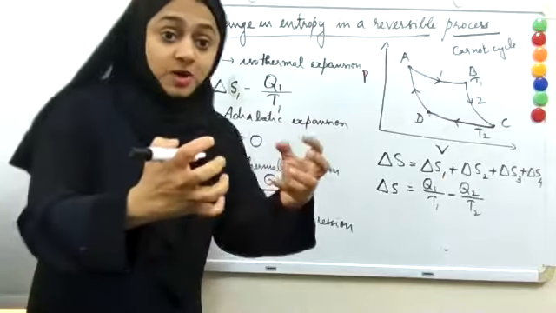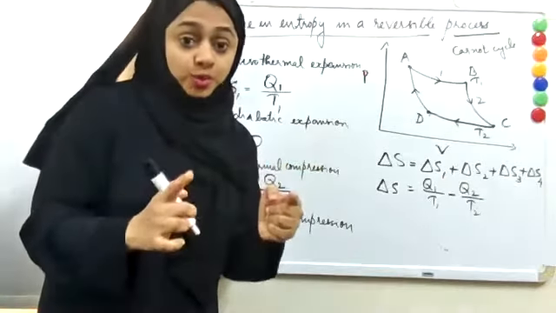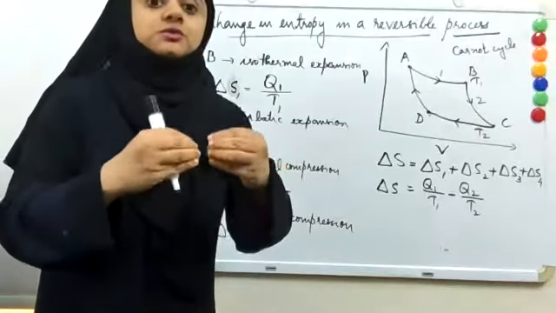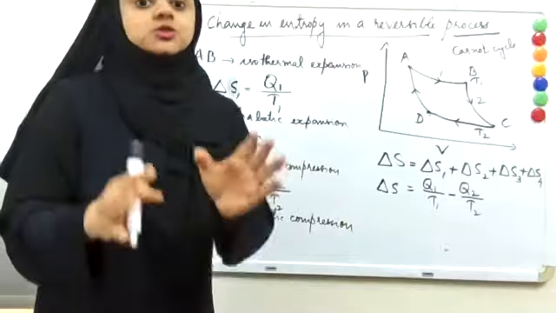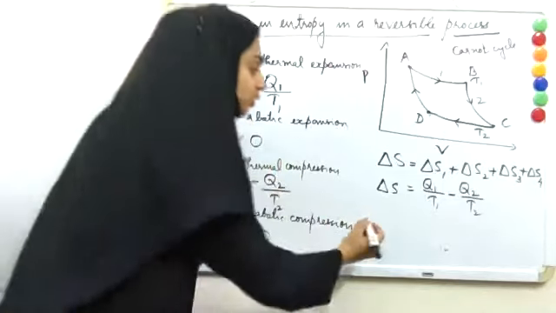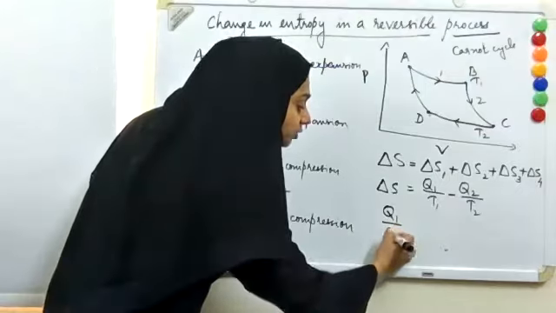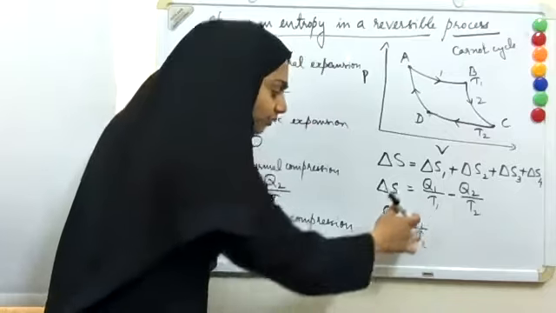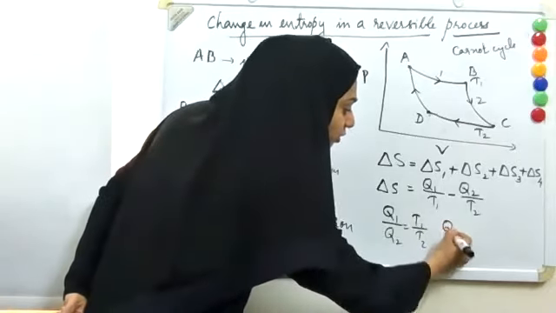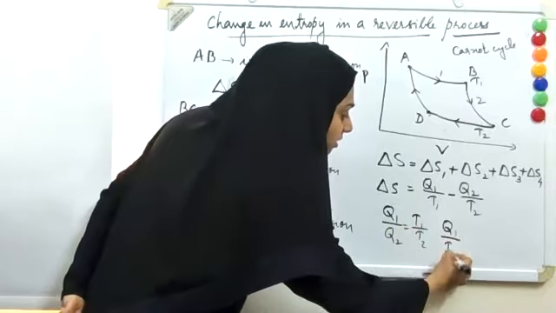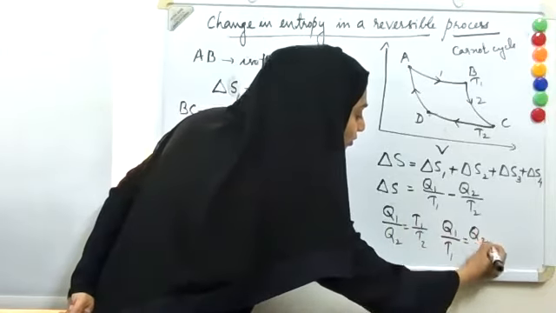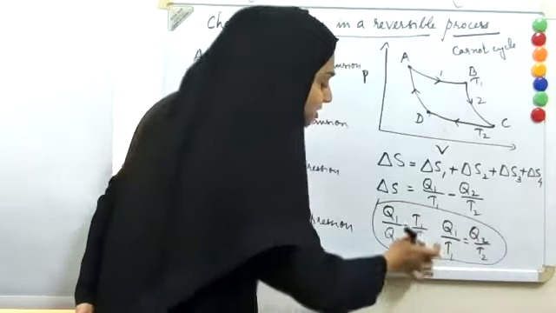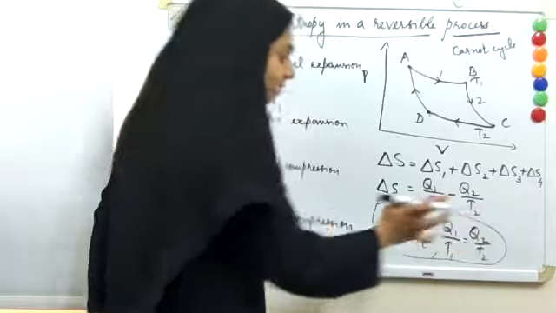But we know that the amount of heat energy absorbed, Q1, will be proportional to T1, and the amount of heat energy rejected will be proportional to the temperature of the sink, T2. So we know that Q1 by Q2 is equal to T1 by T2. Or when I rearrange, I can write Q1 by T1 is equal to Q2 by T2. From these two expressions, Q1 by T1 is equal to Q2 by T2.